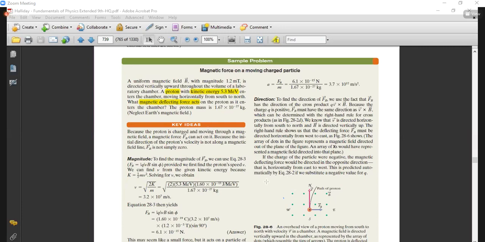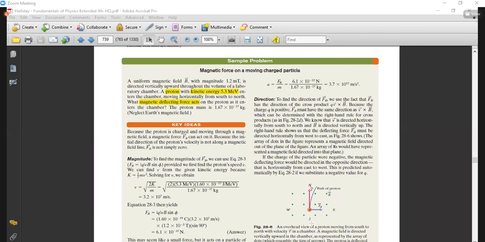Okay, so the strength of this magnetic field is 1.2 millitesla. A proton, obviously proton means that we have the positive charge particle, with the kinetic energy of 5.3 mega electron volt, enters the chamber, moves in the chamber, and the direction of this one is south to north. What we have to do is find out the magnetic deflecting force that is acting on the proton when it enters into the chamber, and the mass of the proton is 1.67 times 10 power minus 27. So up to this point any confusion, कि क्या हो रहा है?